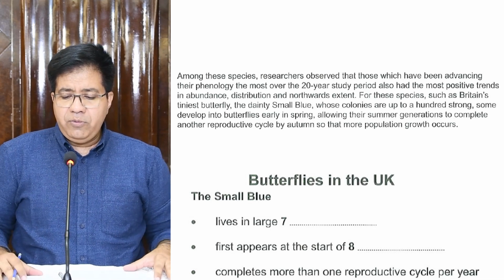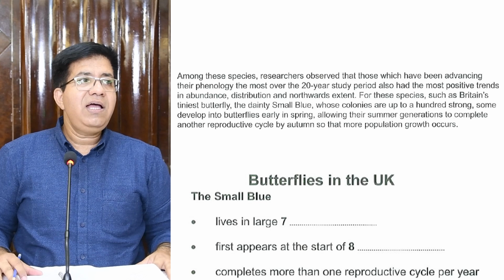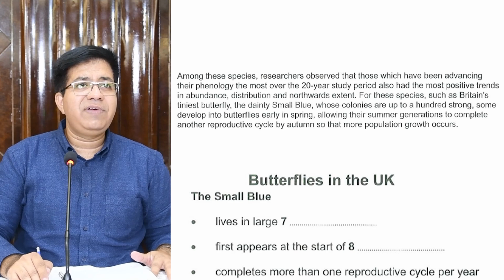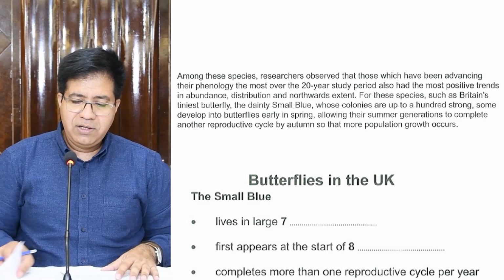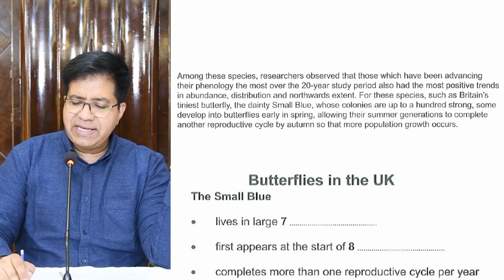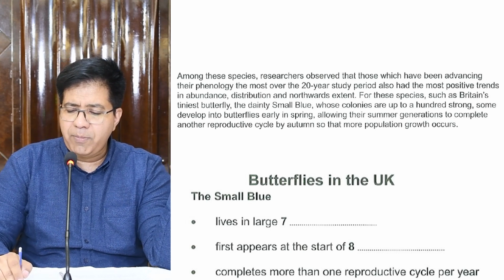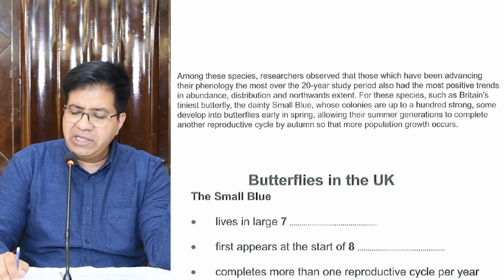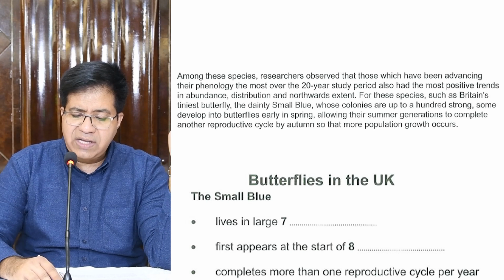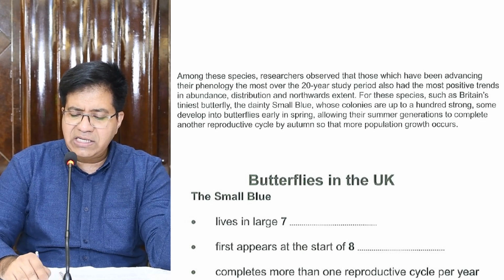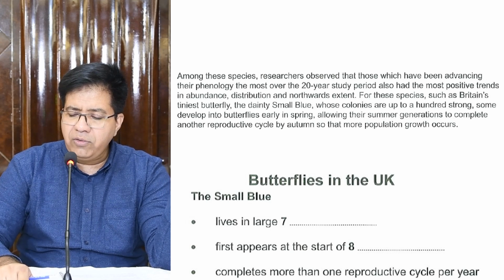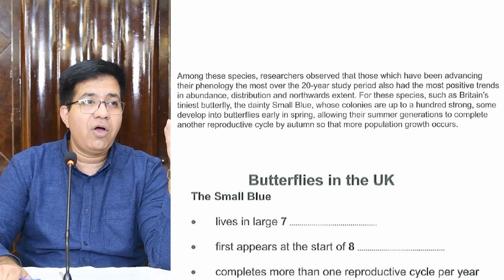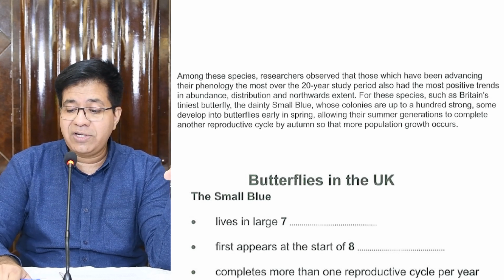Now, small blue. What is small blue? It's a butterfly. It lives in large. Underline the word large. The answer will come after the synonym of large. So we come back, second page, second paragraph, third line after the full stop. For these species, what do they mean by these? They mention this small: for these species such as Britain's tiniest butterfly, the dainty small blue, whose colonies are up to 100 strong. What do they mean by 100 strong? Large, absolutely. 100 strong is large.